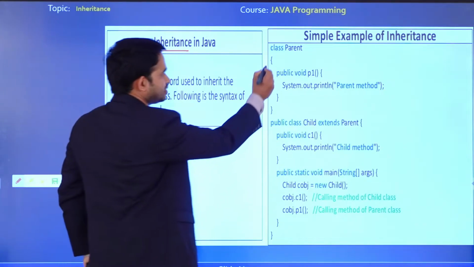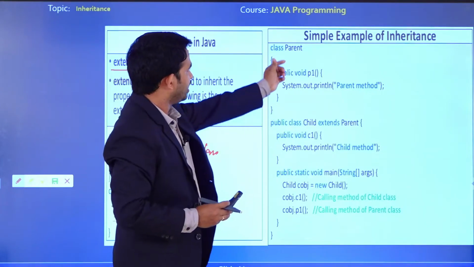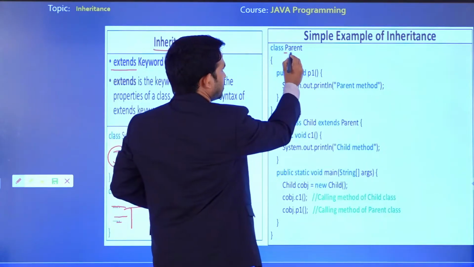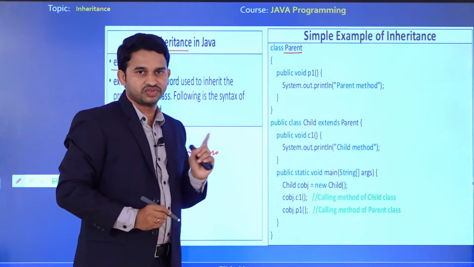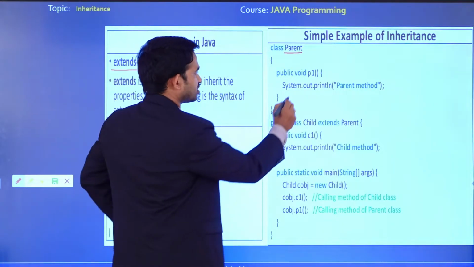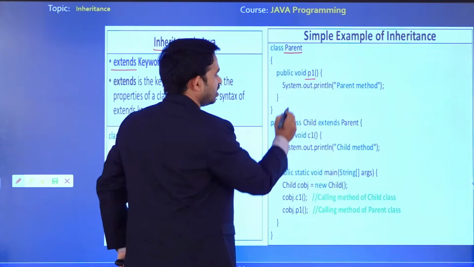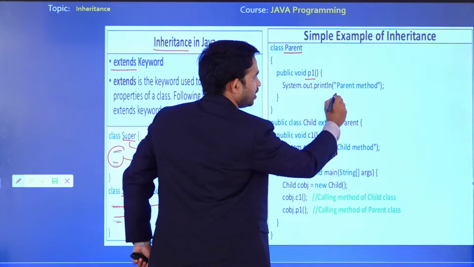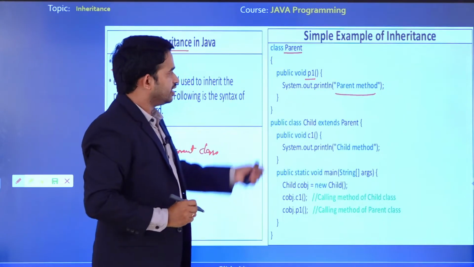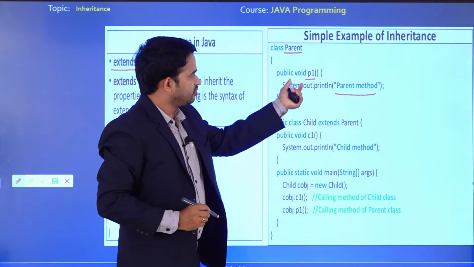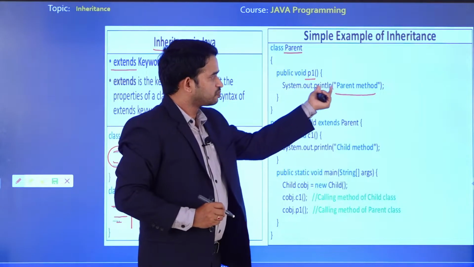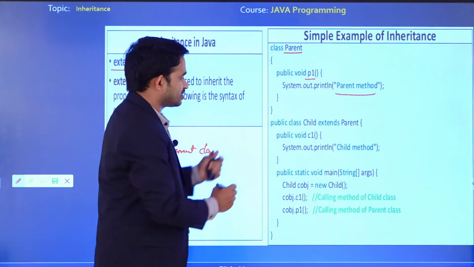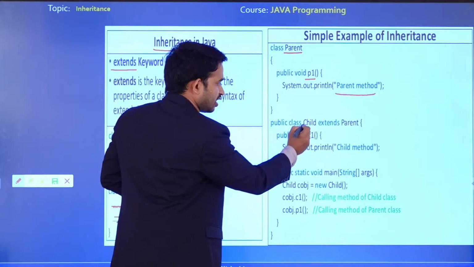So this is one of the examples. Check it here, I declared one class. Name of the class is what? Parent. Here I declared one method. Method we also call what? Action. What is the method here? P1. Inside P1, I am displaying the parent method. In the parent class, I am using one method, and we are simply displaying the parent method. Here, next, I am declaring one more class. The class name is what?